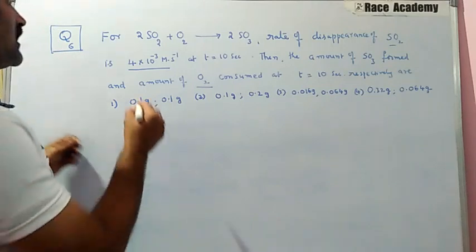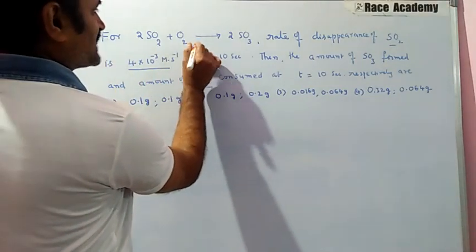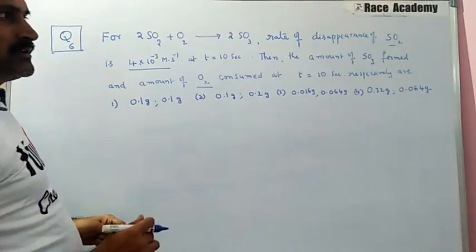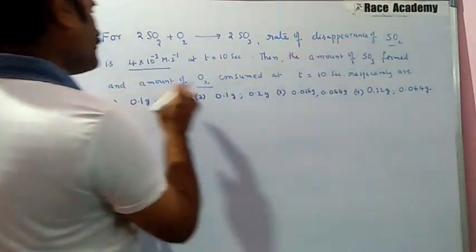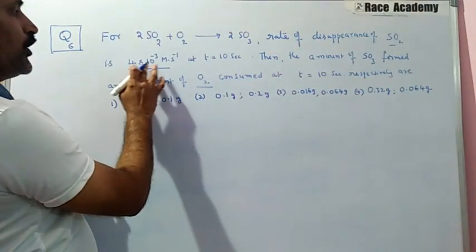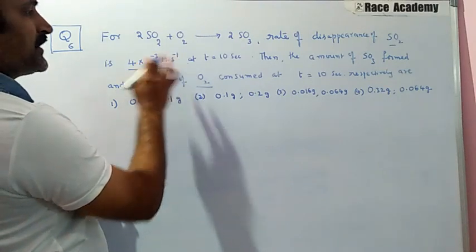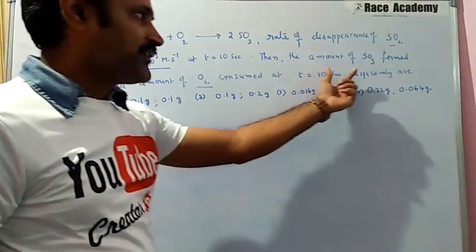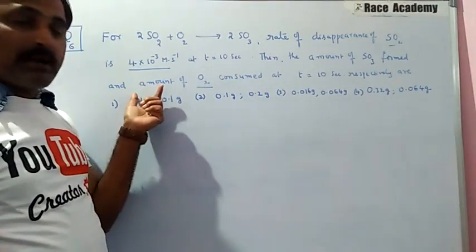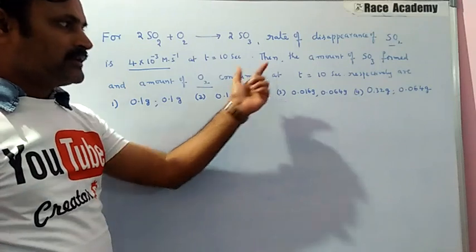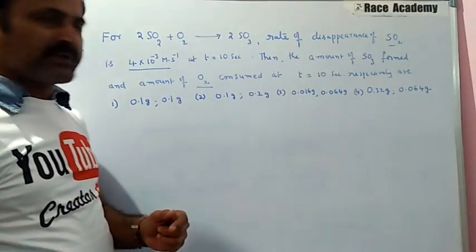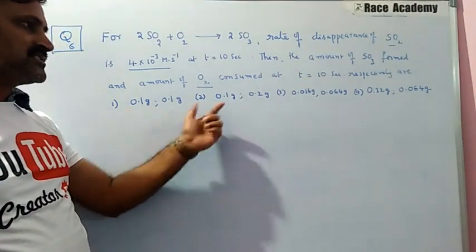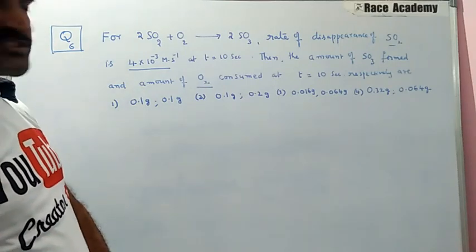For 2SO2 plus O2 gives 2SO3, the rate of disappearance of SO2 is 4 into 10 power minus 3 molarity per second at 10 seconds. Then the amount of SO3 formed and the amount of O2 consumed at t equals 10 seconds, respectively, are... they are asking for the masses of the substances.